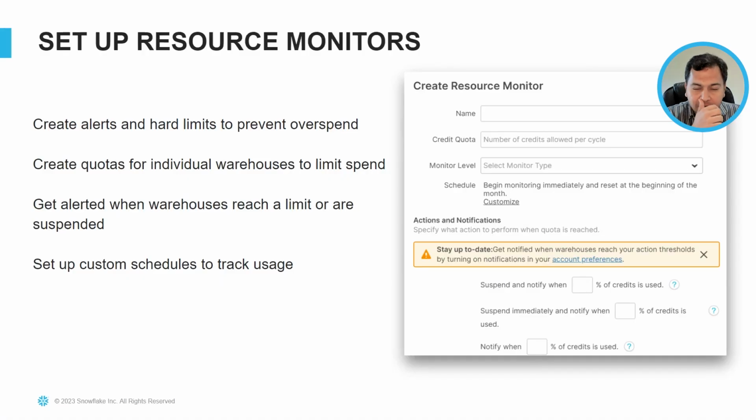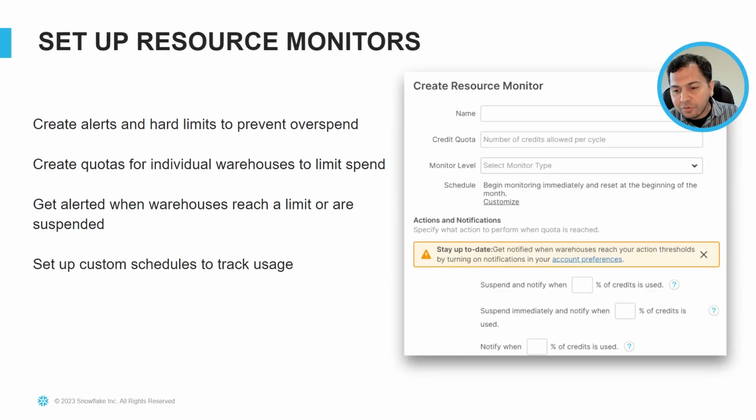The first one is called resource monitors. This is a mechanism that essentially sets hard limits to prevent overspend. Resource monitors are stipulated at the granularity of individual warehouses, and you can set behaviors to either alert when a certain spend threshold is reached, or you can actually go further and suspend that warehouse if a certain spend threshold is reached.